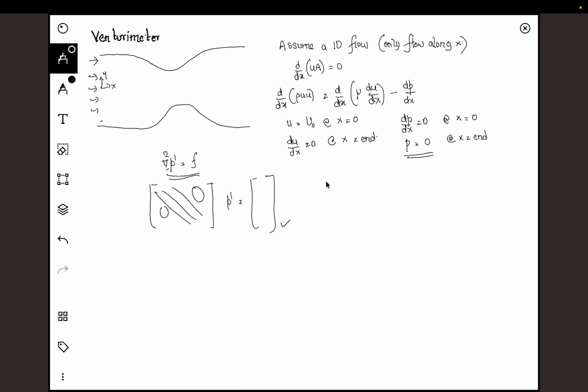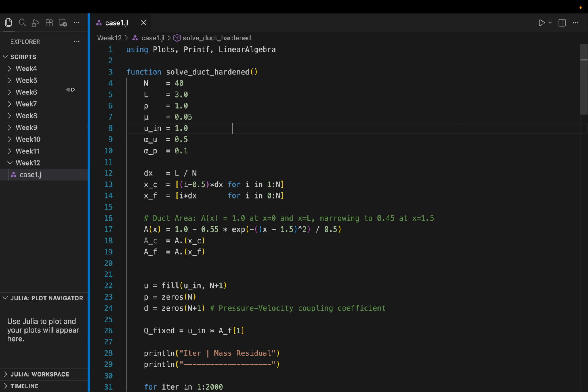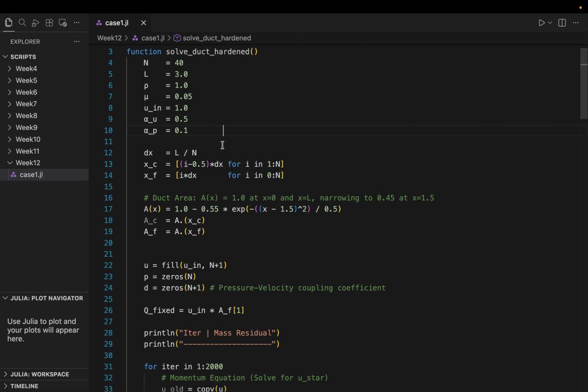Let's see this implementation also. So the code is written in Julia. I have just taken 40 grid points, length as 3 meters, density is 1, just for simplification. All these are just for simplifications. U in is 1, and alpha and alpha p are the under relaxation parameters that I was talking about before.